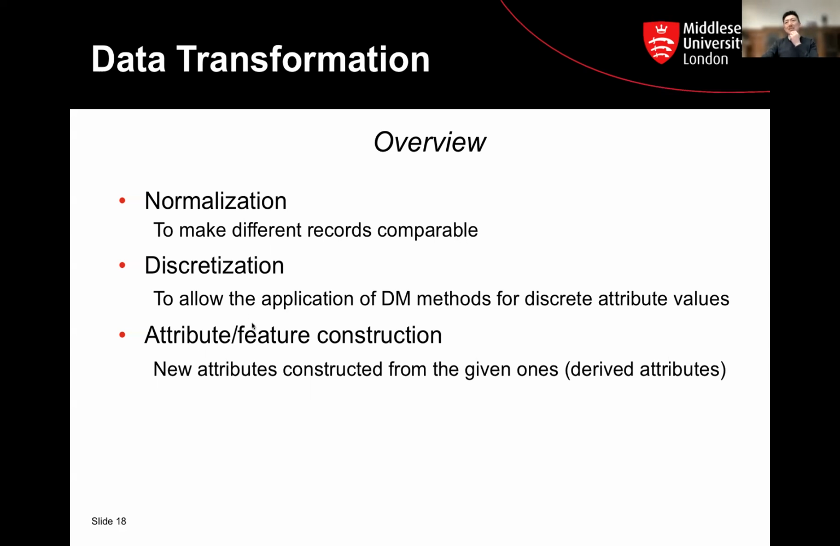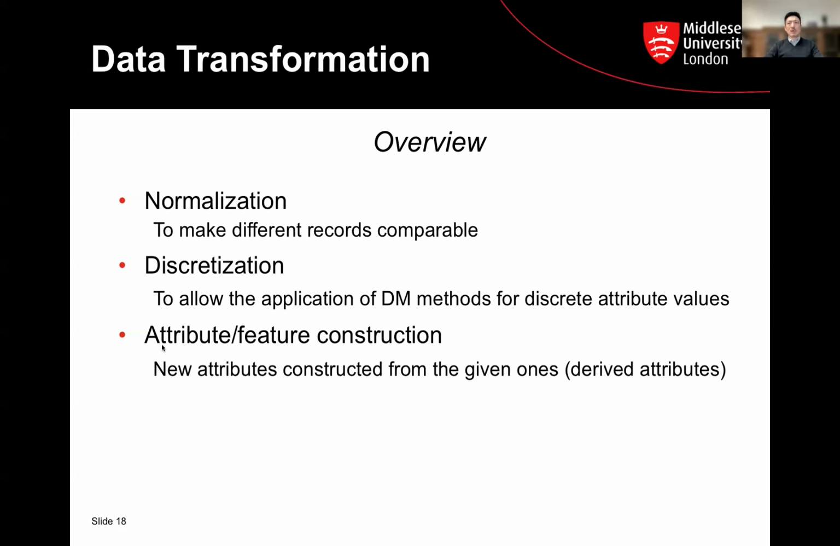Okay, another is discretization. For example, you have some measurements, maybe the height of a person, and it's a continuous value. So basically there's an infinite number of possible values, and sometimes the method you want to use cannot handle that. Then you have to do discretization.